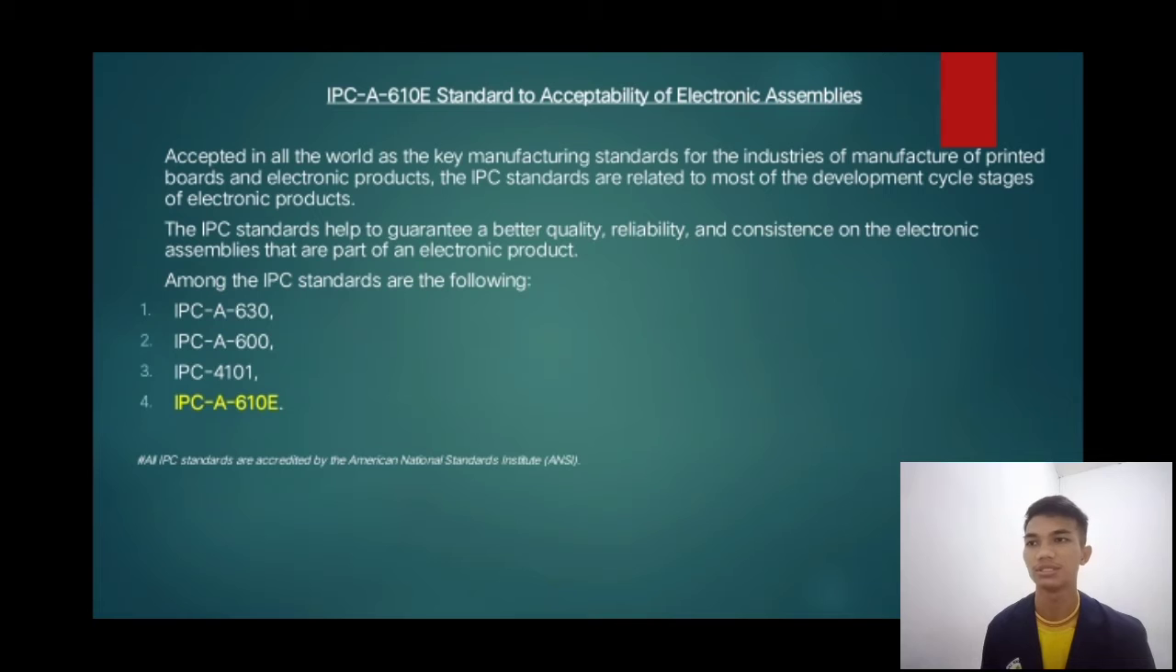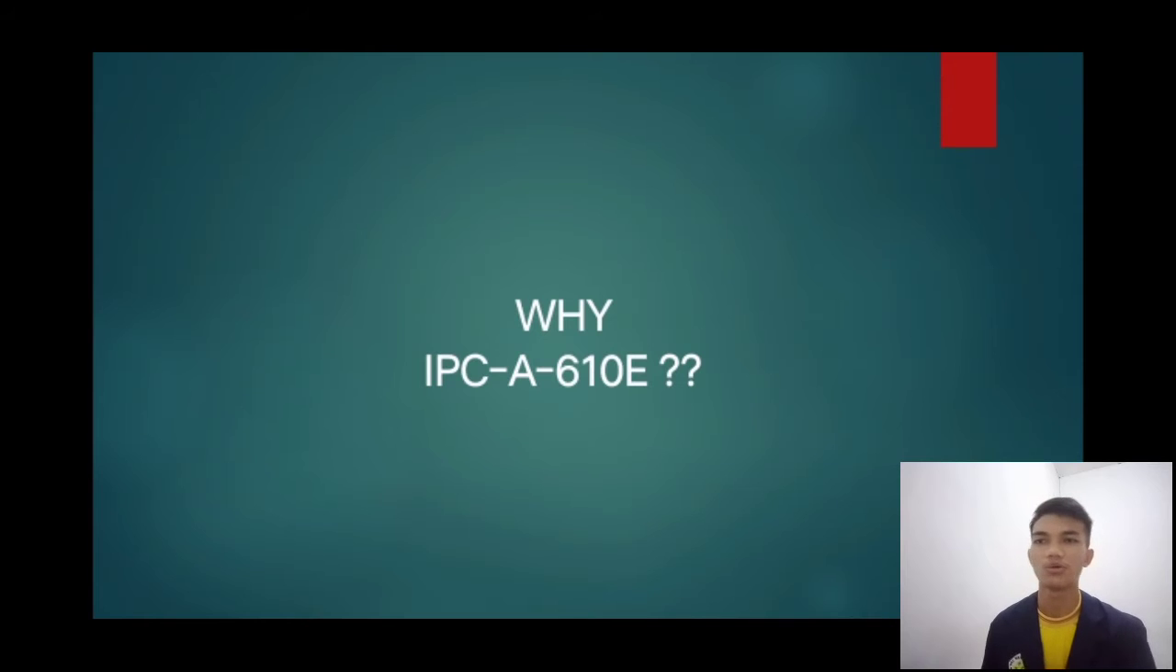There are four IPC standards. The first is IPC-A-630, the second is IPC-A-600, the third is IPC-4101, and the fourth is IPC-A-610E. In this case, we only use IPC-A-610E. All four standards are accredited by the American National Standards Institute, or ANSI. Next is why we chose IPC-A-610E.